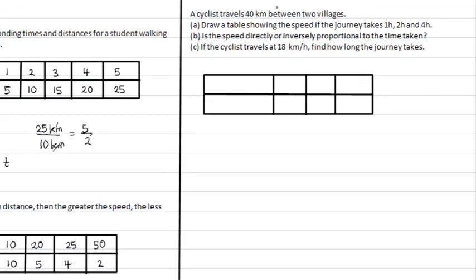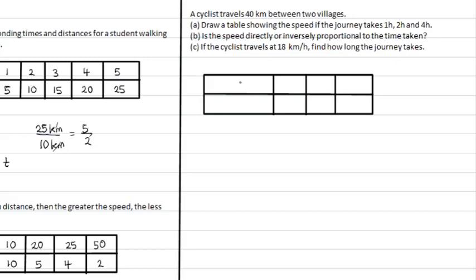So let's solve this last question. This last question says that a cyclist traveled 40 kilometers between 2 villages. Draw a table showing the speed if the journey takes 1 hour, 2 hours, and 4 hours.